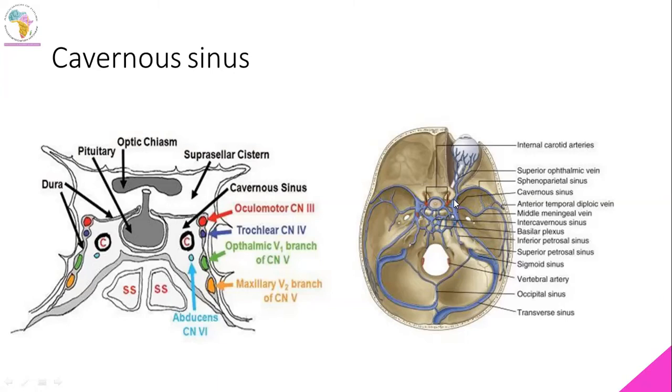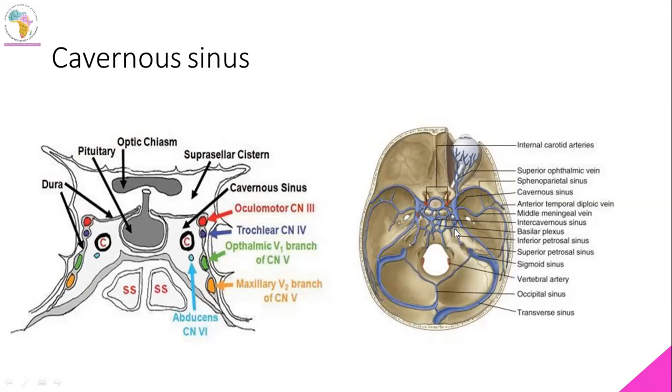And as I said, the two sides connect through the sella via the intercavernous connection, and also along the back of the clivus through the basilar plexus. The main outflow of the cavernous sinuses is through two sinuses. One runs along the superior edge of the petrous bone. We call it the superior petrosal sinus, which runs back to join the junction of the transverse and sigmoid sinus. So the transverse sinus, after joining the superior petrosal sinus, is called the sigmoid sinus.